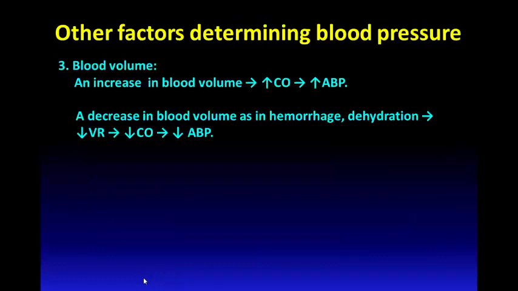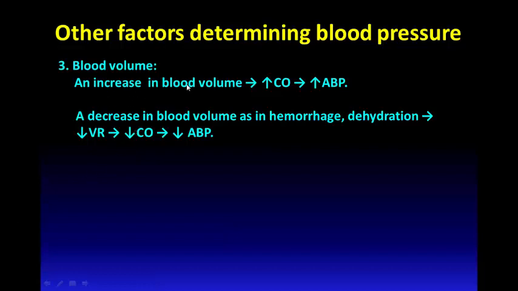So we have mentioned that the most important factors which determine the arterial blood pressure are the cardiac output and the total peripheral resistance. And we mentioned that the most important factor which determines the resistance is the radius of the blood vessel. And we described the agents which cause vasodilatation and the agents which cause vasoconstriction. There are other factors which determine blood pressure. One important factor is the blood volume itself.